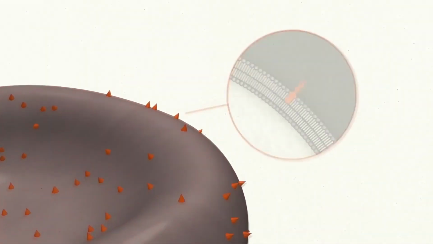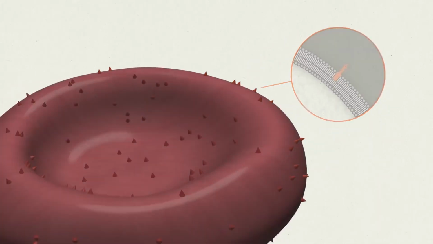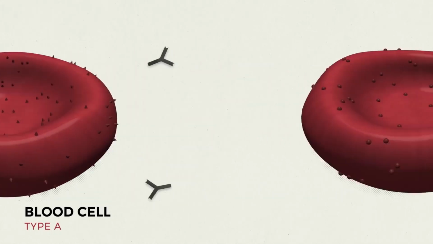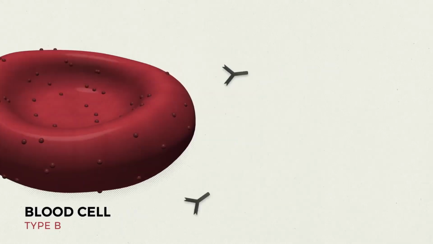Antigens are glycoprotein markers embedded in the cell membrane and help your immune system to distinguish between your body's own cells and foreign cells, like viruses or bacteria. In an A blood type, the A antigen is found on the blood cell itself, and an anti-B antibody is found in the blood serum. In a B blood type, a B antigen is found on the blood cells, and an anti-A antibody is found in the serum.